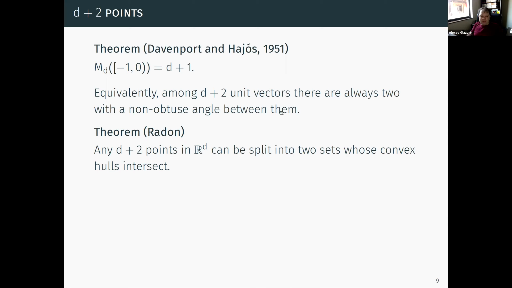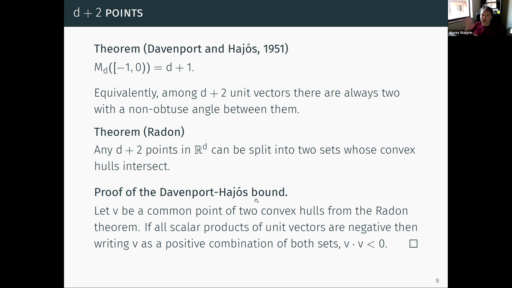So this is how we're going to prove the Davenport-Hajnal bound. We have d plus 2 points on a unit sphere. We use the theorem of Radon. We separate them into two sets, and their convex hulls intersect. Then this common point of the convex hulls can be written as a positive combination from one convex hull and a positive combination from the other convex hull.